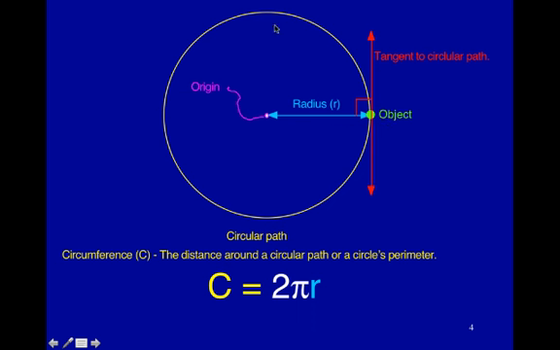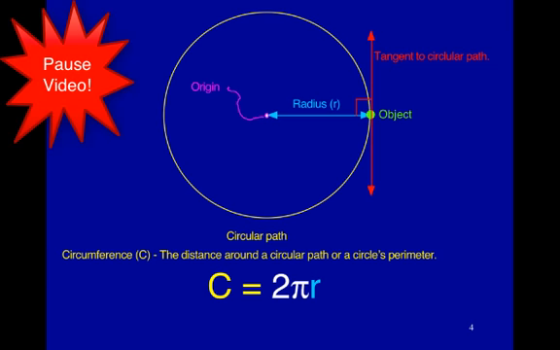And we might want to know how far it is around this circle. How far it is, is called the circumference. The distance around that circular path is the circumference. And the equation for circumference is 2 times the number pi times the radius, whatever amount that radius is. It would be a good idea to pause the video and note all this information in your notes.